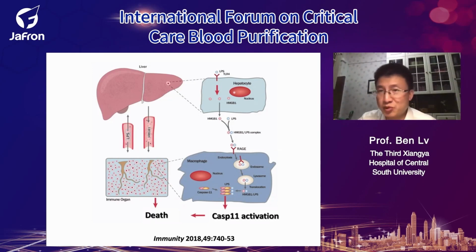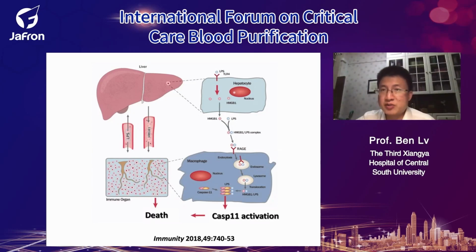It's also an immune organ. The hepatocytes express the TLR4 receptor and can recognize circulating LPS. Once they recognize LPS, they release abundant HMGB1 into the circulation. Once outside the cell, HMGB1 binds LPS and carries it into the cytosol of a macrophage, monocyte, endothelial cell, and even epithelial cell, because they all express the RAGE receptor.